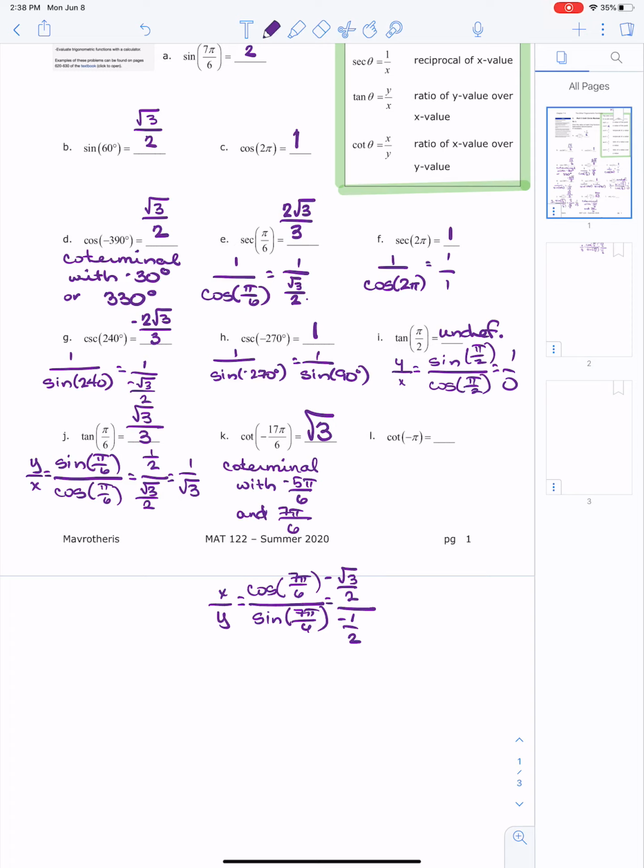Cotangent at negative pi, that's x over y, or cosine of negative pi over the sine of negative pi. Cosine at negative pi is negative 1. Sine is 0. So this is also undefined. And that's it for page 1.